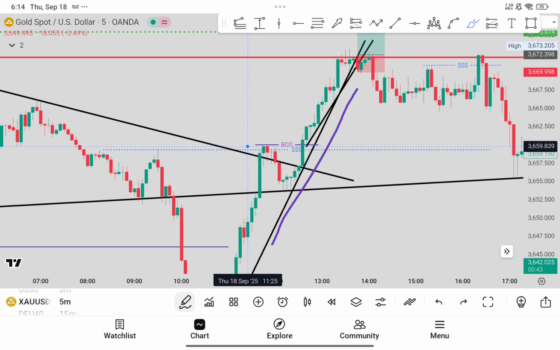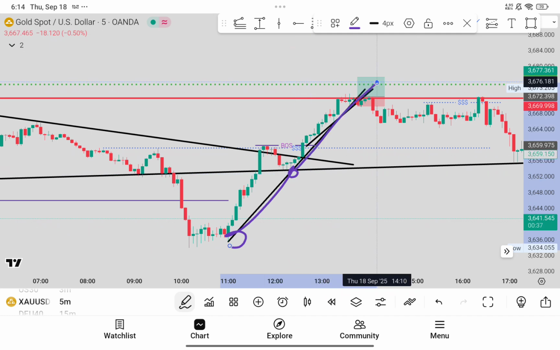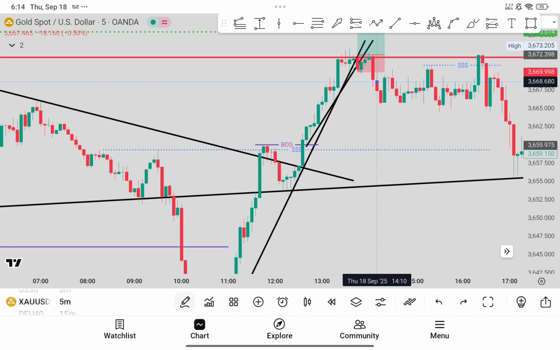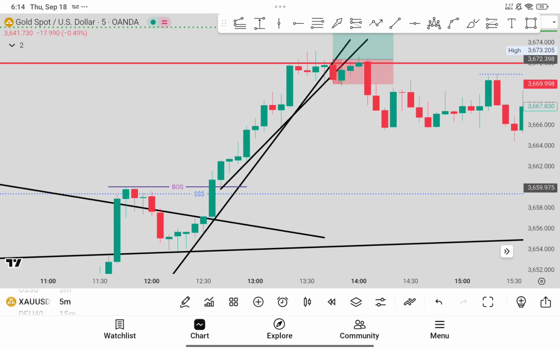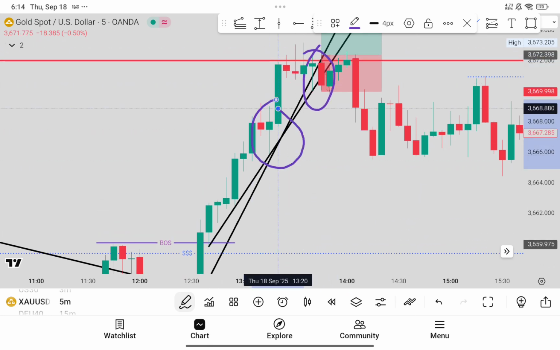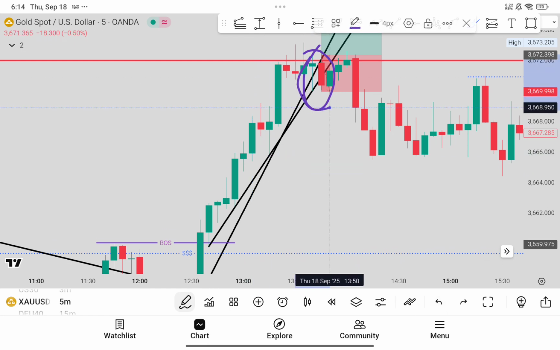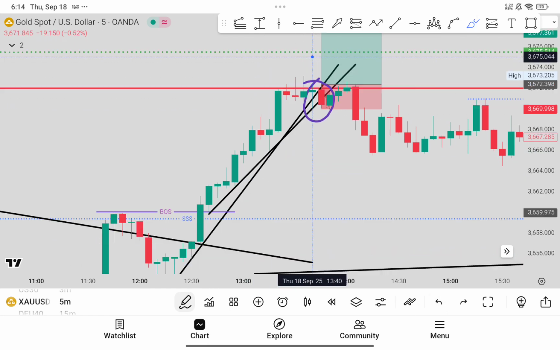So I marked this trend line by connecting this low and this swing low, and at this trend line I got this trade here. This is also a trade, but there is no liquidity sweep. I avoided this one, and then I got this opportunity.